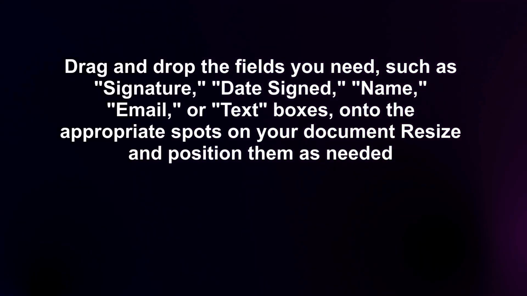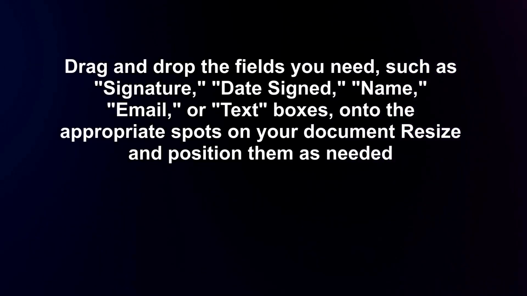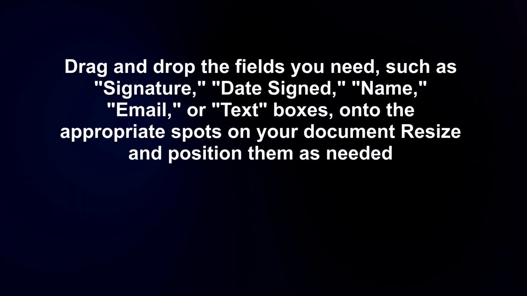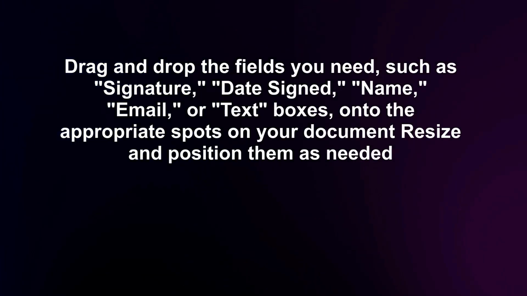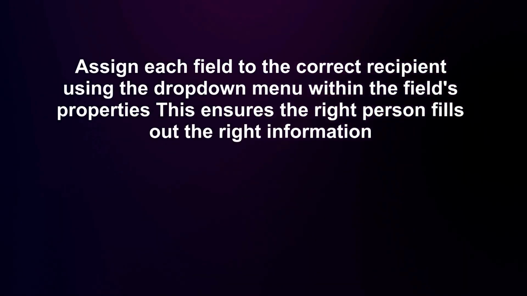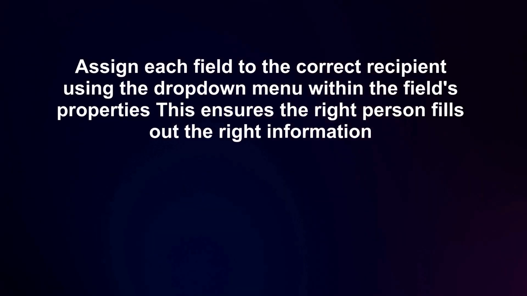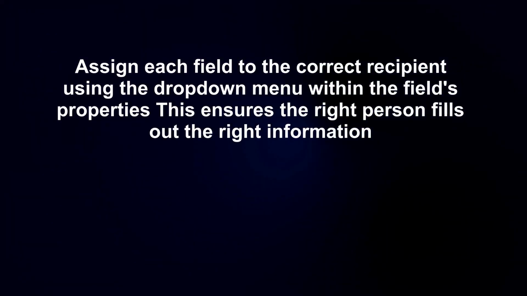Drag and drop the fields you need, such as signature, date signed, name, email, or text boxes, onto the appropriate spots on your document. Resize and position them as needed. Assign each field to the correct recipient using the drop-down menu within the field's properties. This ensures the right person fills out the right information.